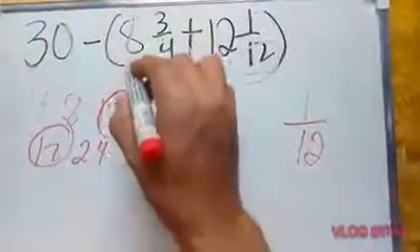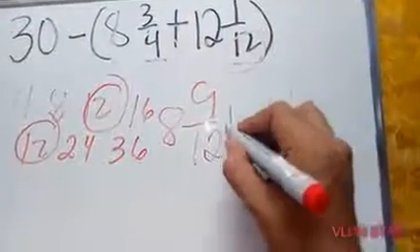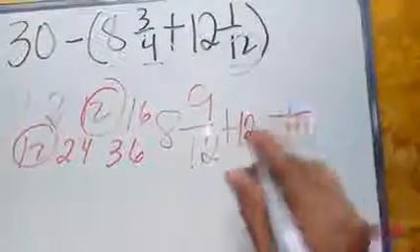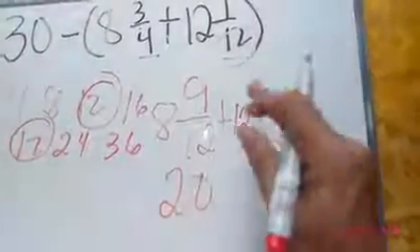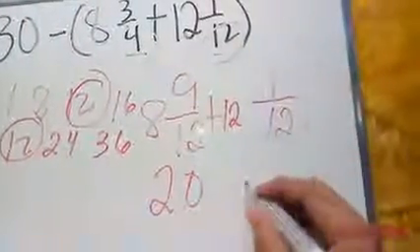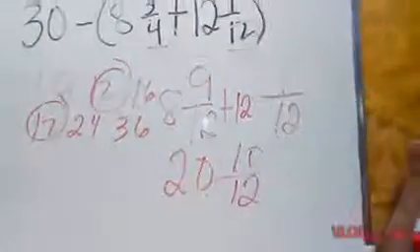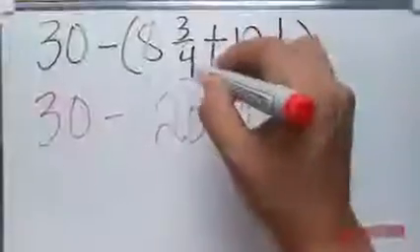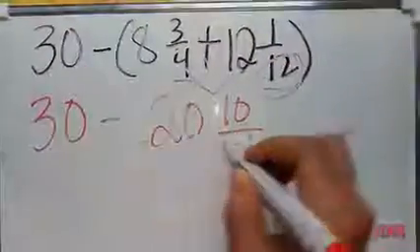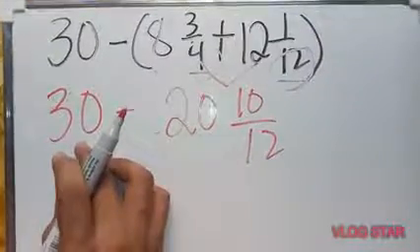So let's copy the whole numbers. 8 plus 12, the answer is 20. 9 plus 1, 10 over 12. Now, let's proceed to subtraction. Since the sum of this is 20 and 10/12, then let's subtract it from 30.